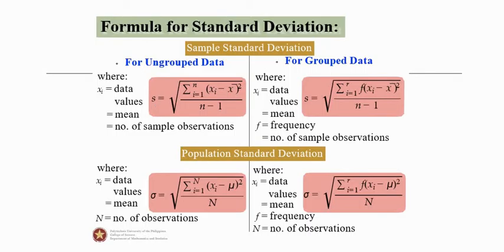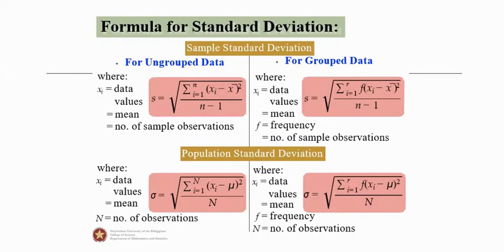Aside from the notation, we also have a difference in the divisor. For a sample, because we don't take every possible value, we use n-1 as the divisor. And for the population, we use capital N and we don't subtract 1. Now, in cases where it isn't stated whether it is a sample or population, always use the sample standard deviation formula, because in most cases we usually use a sample, not the population.